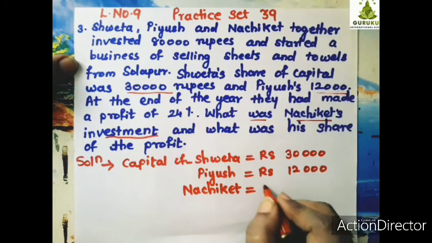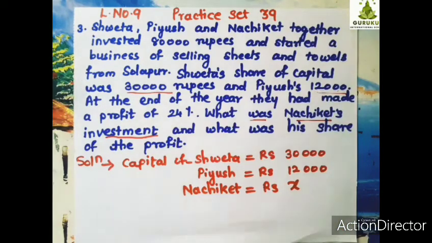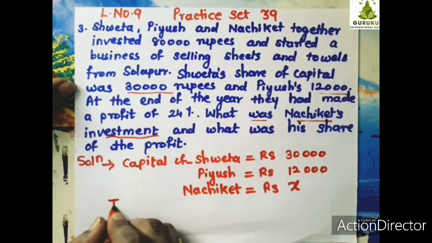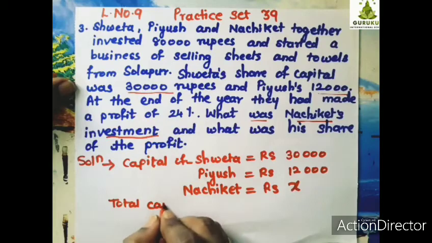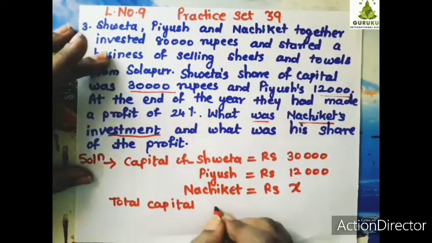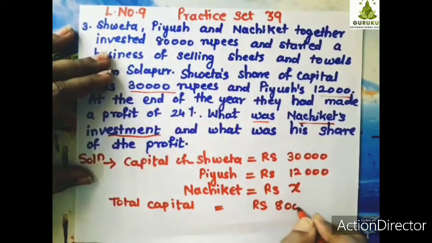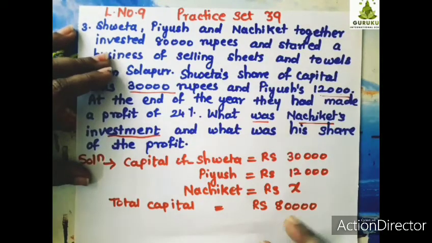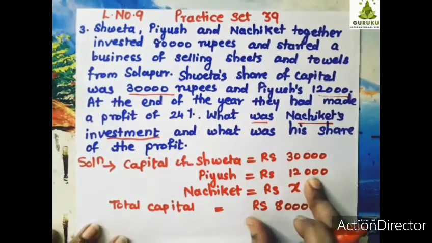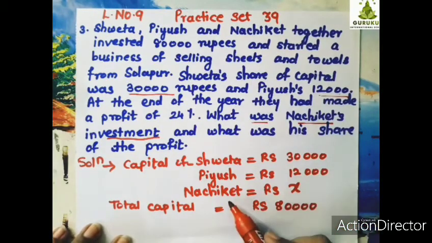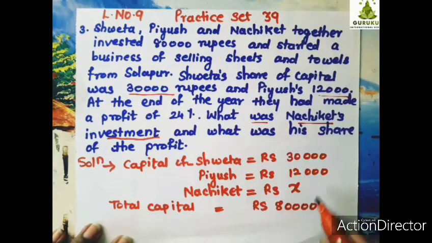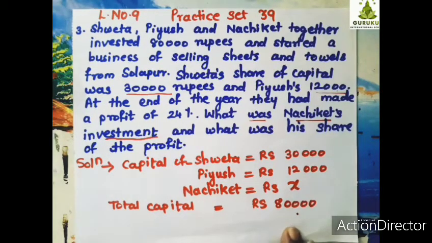So we will assume it as X. Say it is X. And total investment, total capital is equal to rupees 80,000. Okay. Now we have the total capital. We have Shweta's capital. We have Piyush's capital. So obviously we can find out Nachiket's capital. How? We can total these two and subtract from the total. Then whatever capital we find, it will be Nachiket's.